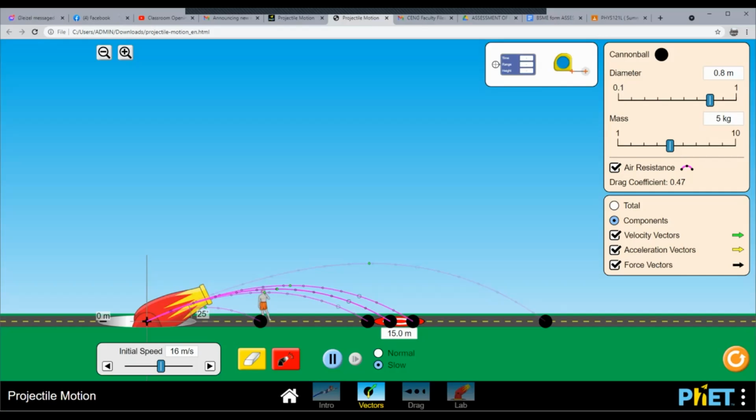So at any rate, if you're going to analyze this one, if you would want to hit the bullseye, the initial speed should be between 16 meter per second and 17 meter per second. Okay? So this is considering air resistance. Let us try, wala siyang drag coefficient. Ibig sabihin hindi natin kino-consider yung air. At an initial speed of 16, let's try what would happen.